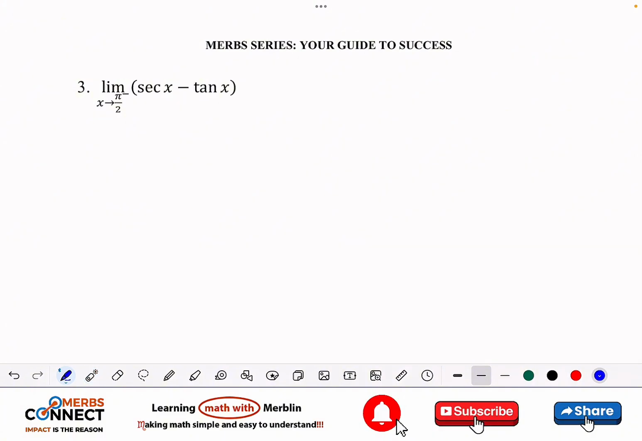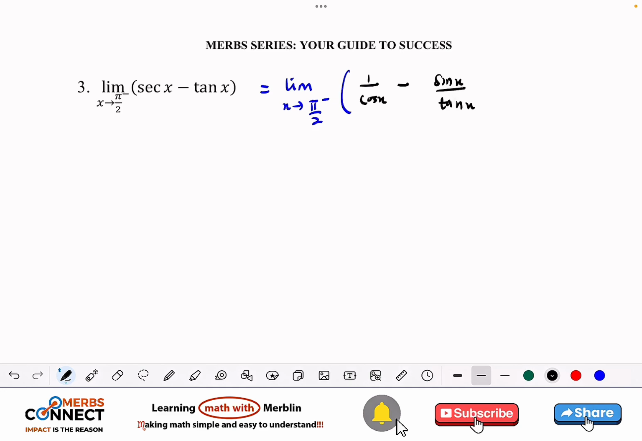So now let's look at this. This one, we are coming from the negative side, right? So let's plug in. But what we need to do is I can write this one as the limit as x approaches pi over 2 from the negative side. Now we know that sec x is 1 divided by cos x, and tan x is sine x divided by cos x. Good. So now we can plug it in and see what is going to happen.